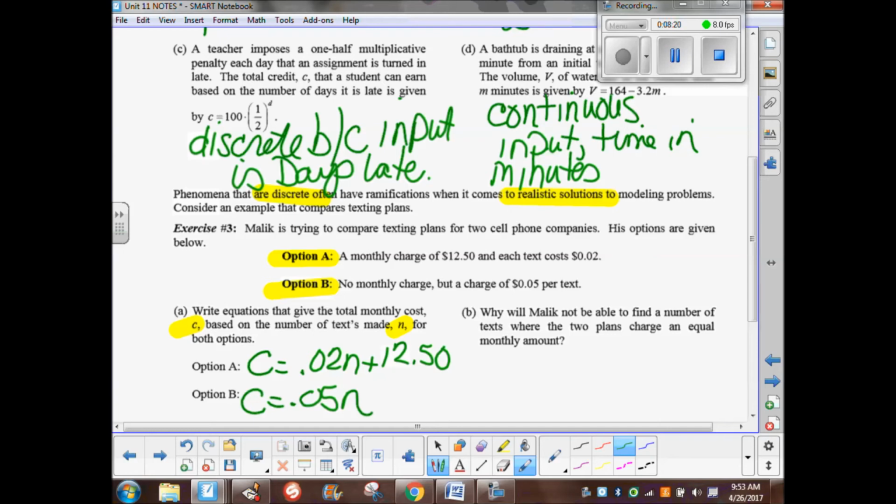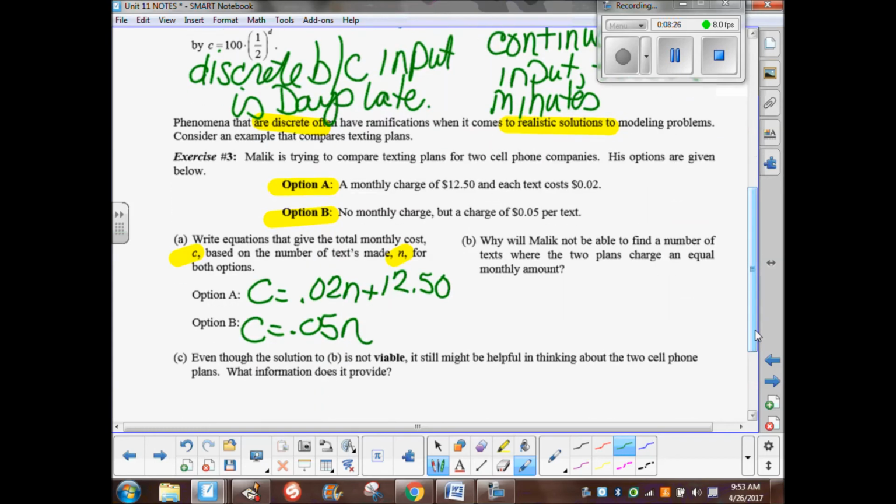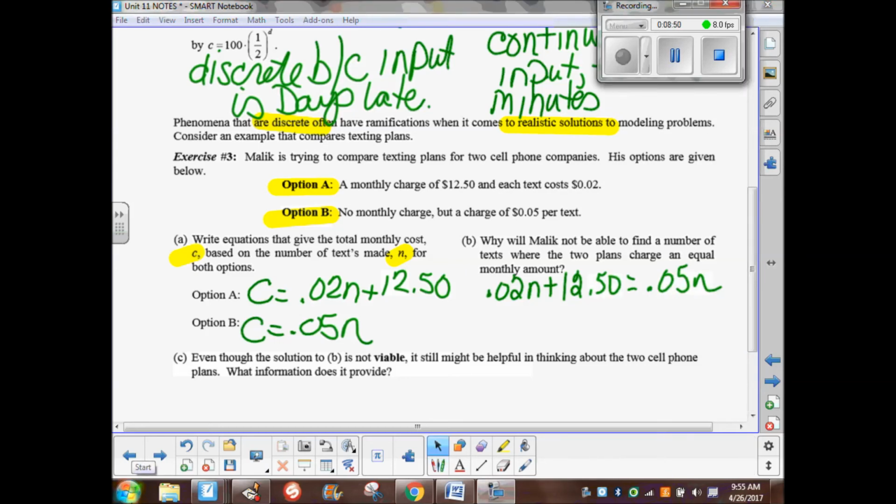Why will Malik not be able to find the number of texts where the two plans charge an equal monthly amount? So let's set them equal to each other. Set the two plans equal to each other, plan A equals plan B. Go ahead and solve that equation for N and then answer the question. Liam, what'd you get for N? When you solve that, you get that. And so that's the number of texts.